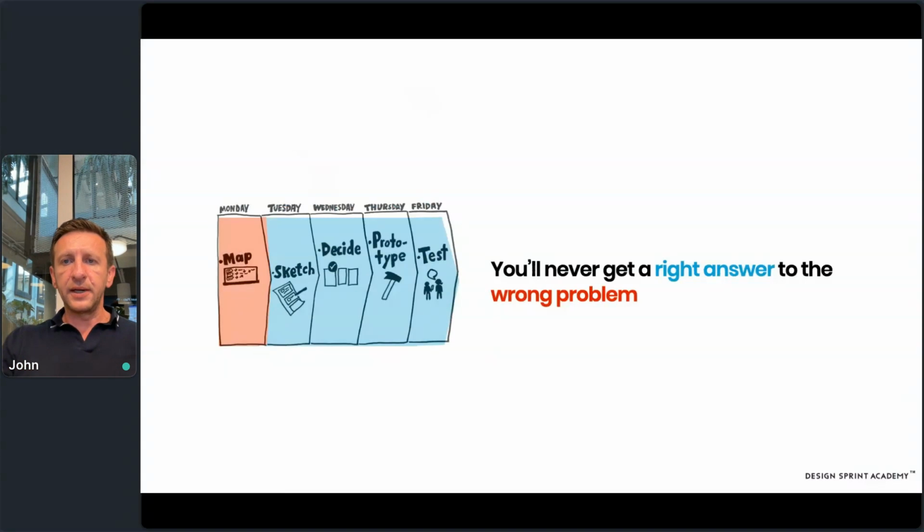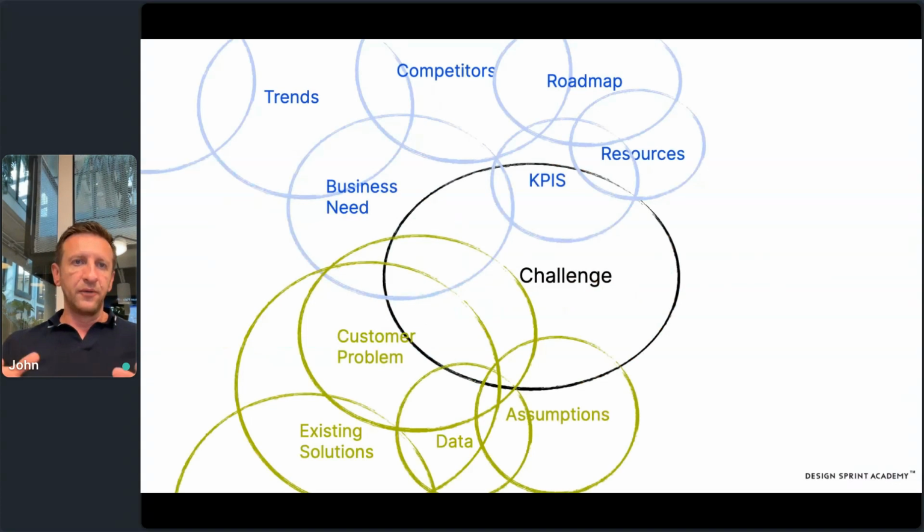And then when you start the sprint, in order to get the right problem, there's a lot that goes into it. First of all, you do have the business side of things. There needs to be a business need. There are some KPIs you want to hit. That's why you want to run the design sprint and find a solution.